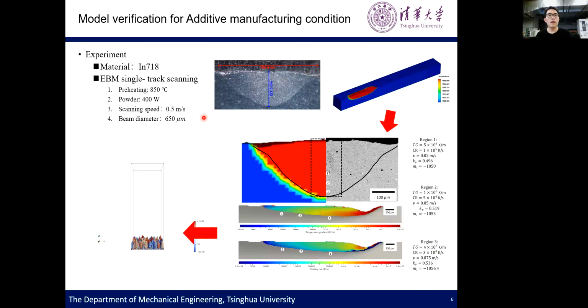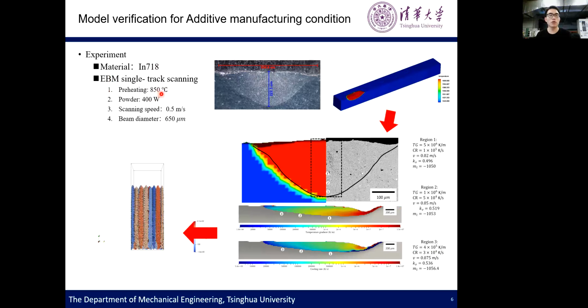We then verify our model's ability in additive manufacturing conditions. We carry out an experiment to verify our model. In this experiment, we run an EBM single track scanning, using the material Inconel 718.